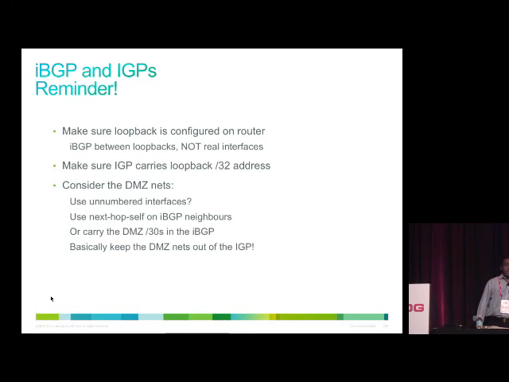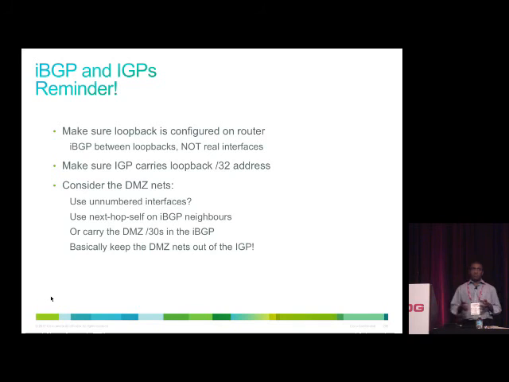Okay, so here is another reminder. Make sure loopback is configured on the router. It should be configured on a router because you'll need it for your IGP if you are running OSPF, and you'll need it for BGP peering. You'll also need it for BGP next hop, which we'll discuss later on.